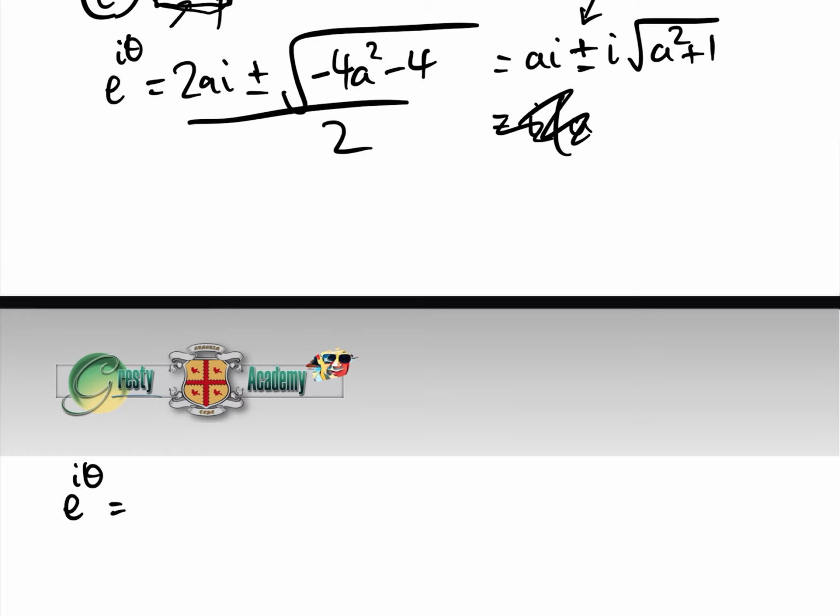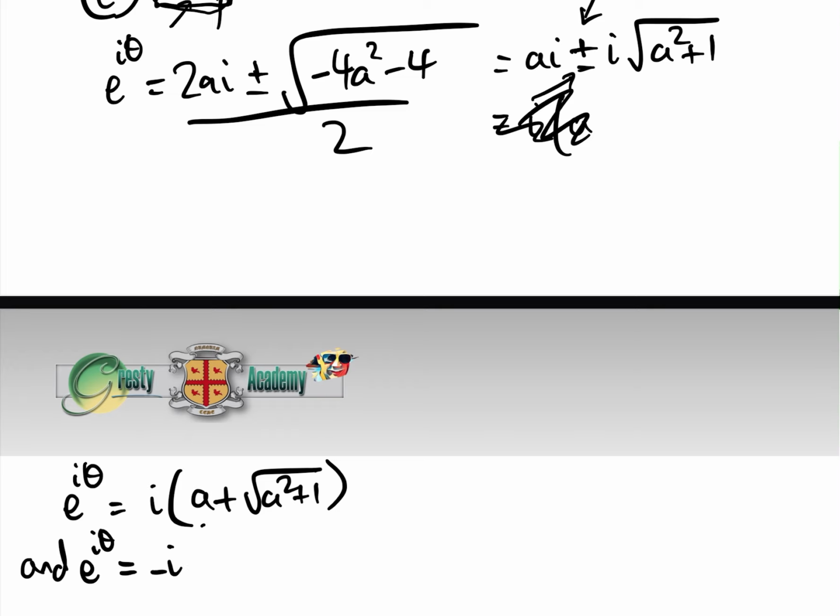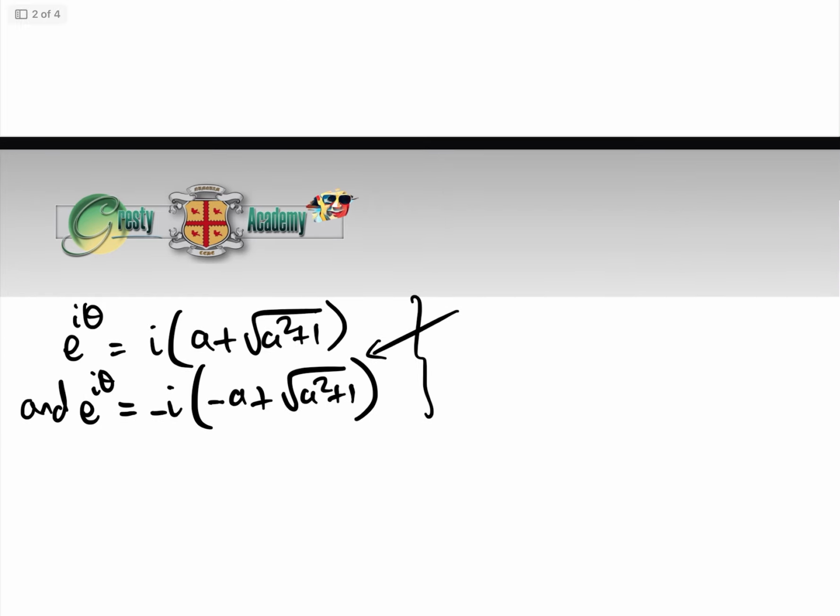So e to the I theta equals either, we're taking the plus and minus of this separately, either I(a plus root a squared plus 1), and the second solution is e to the I theta equals minus I(minus a add root a squared add 1). And the reason we have to split it like that is because otherwise the a squared plus 1 minus a, or minus a add a squared minus 1, will be negative. So we have to just split it like this, and that gives us two solutions here.